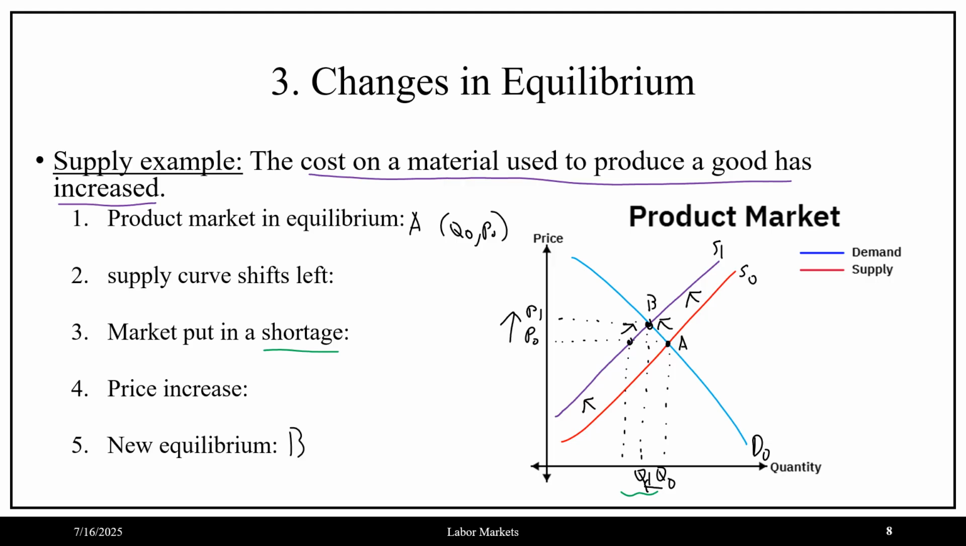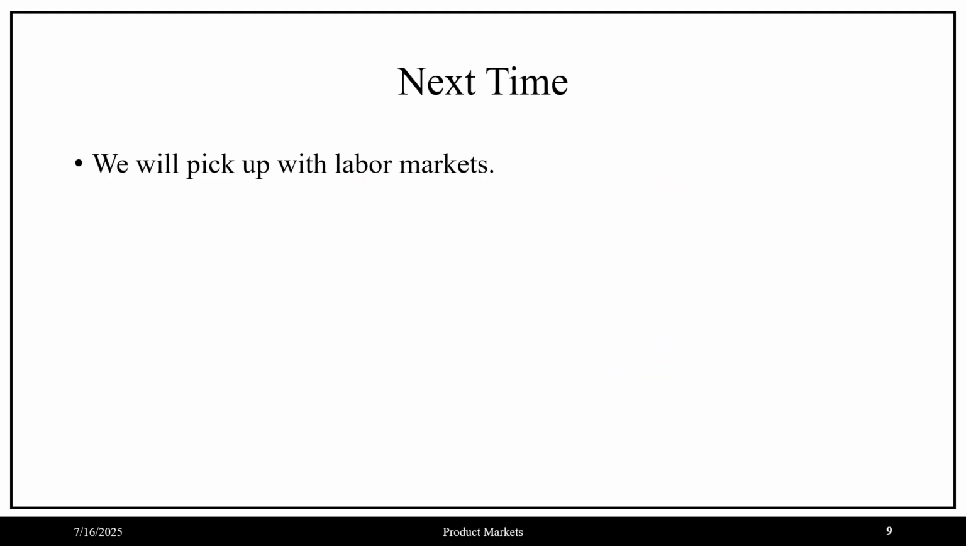So then at point B, we are at Q1 and we are at P1, where comparing A to B, quantity has gone down, but price has gone up. So that's slightly different than what we saw with demand, in that case of a positive change in demand more specifically. Okay, so now having gone through a demand and a supply example, where we'll pick up next time is by discussing labor markets.